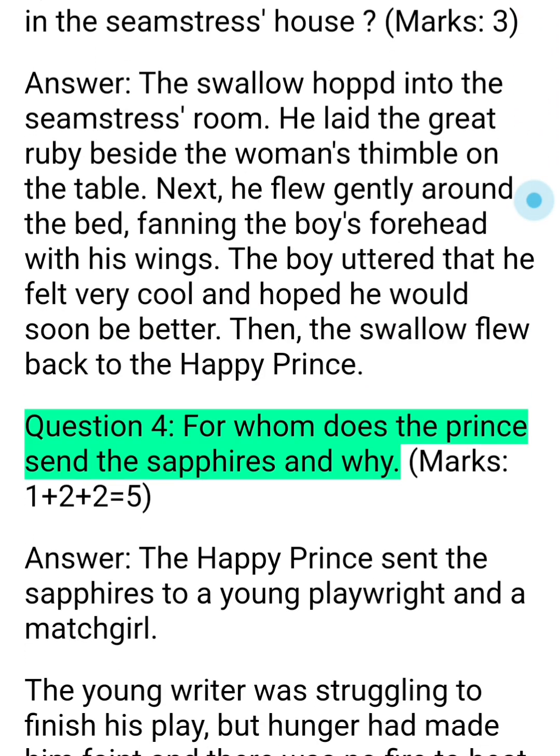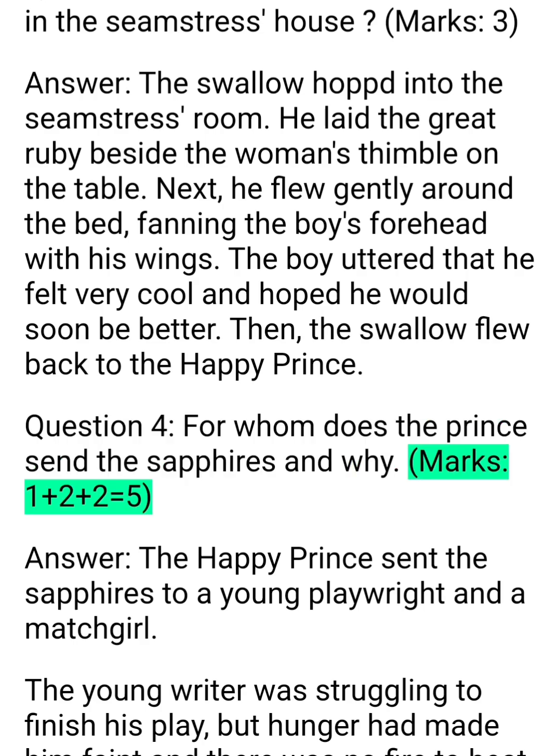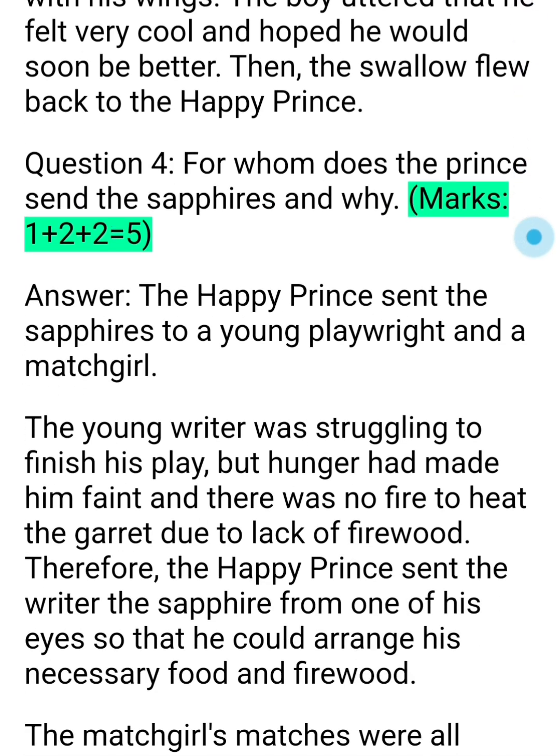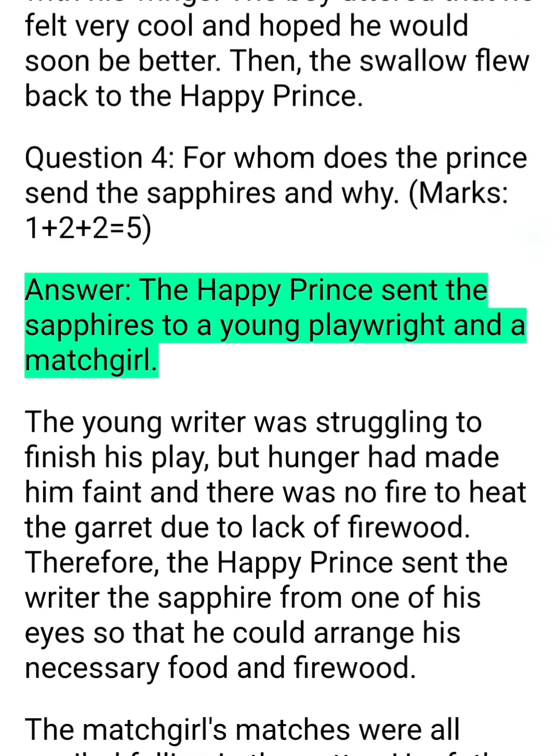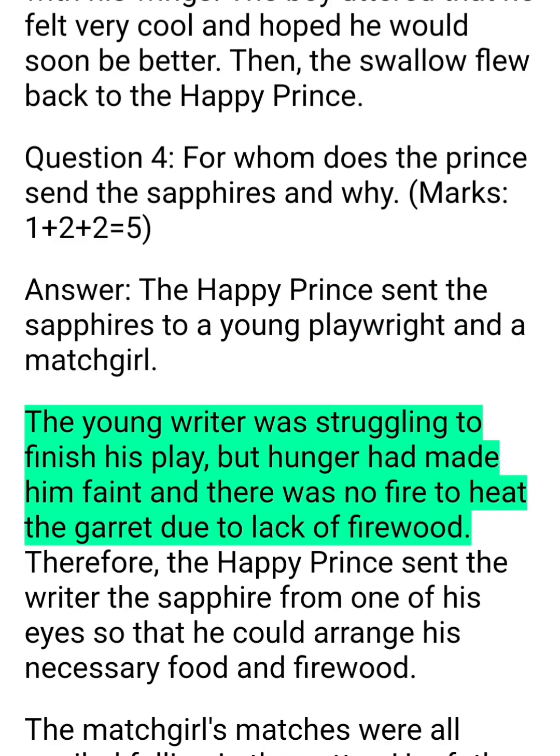Question 4. For whom does the prince send the sapphires and why? Marks: 1 plus 2 plus 2, total 5. Answer: The Happy Prince sent the sapphires to a young playwright and a match girl. The young writer was struggling to finish his play, but hunger had made him faint and there was no fire to heat the garret due to lack of firewood.